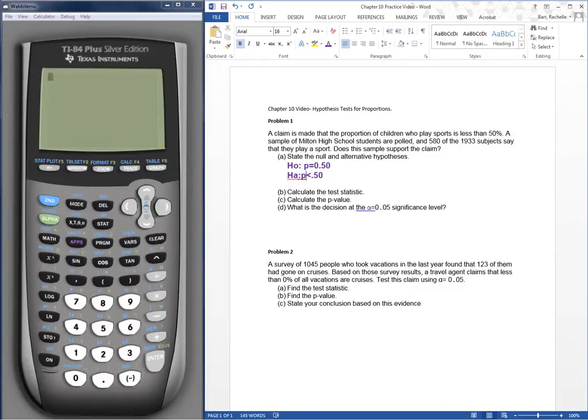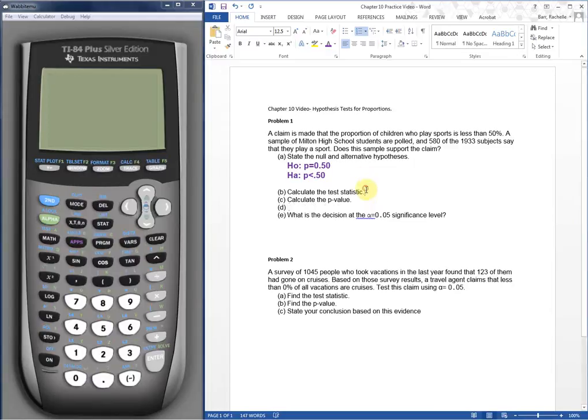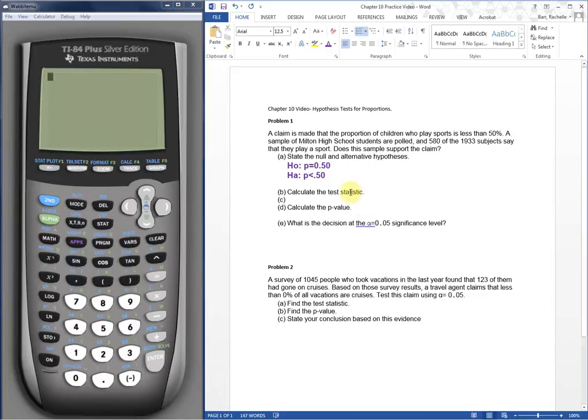Now the rest of these questions, the test statistic and the p-value, are going to be answered by doing the actual hypothesis test. So I'm going to leave those off for now and actually perform the test on the calculator so that I can get these values.